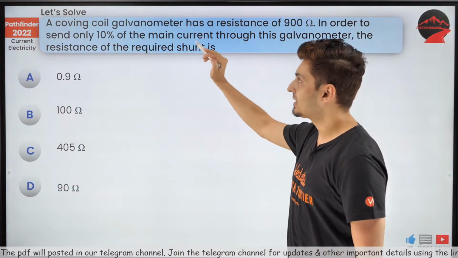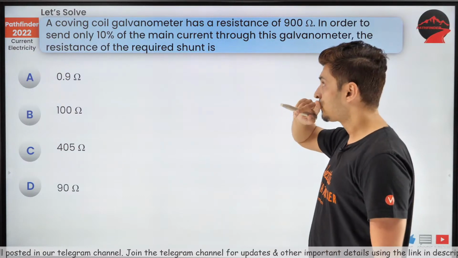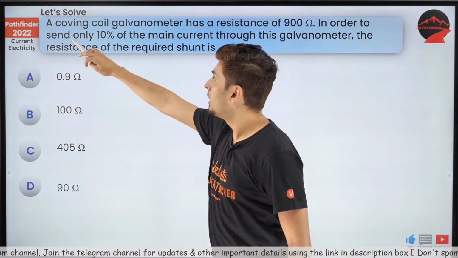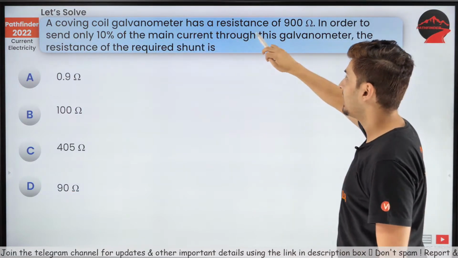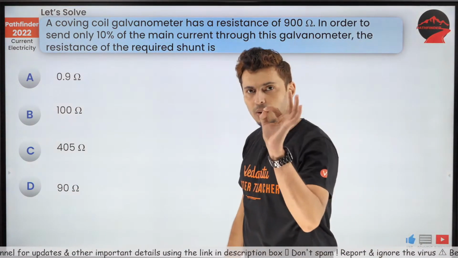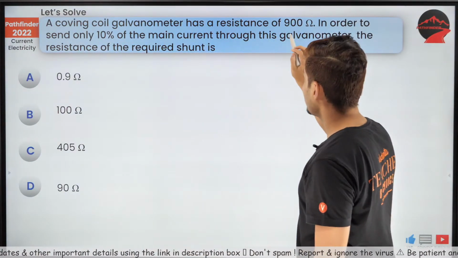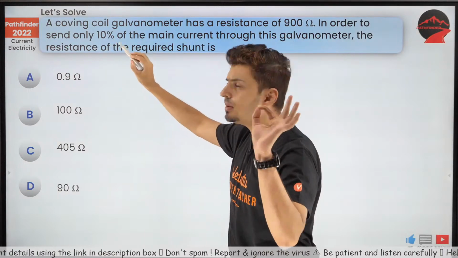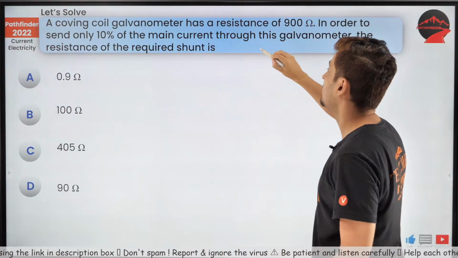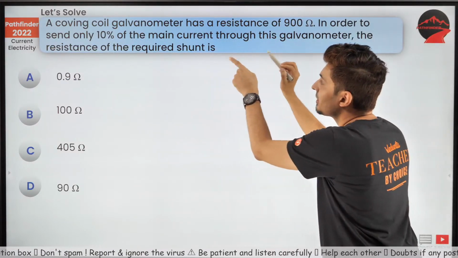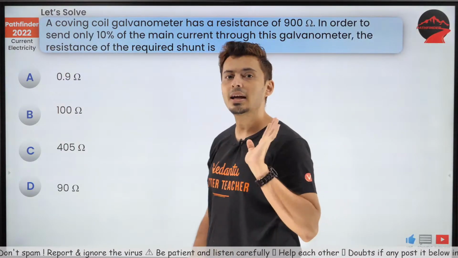Okay, so let's try doing this problem. This is supposed to be a moving coil, not a coving coil. A moving coil galvanometer has a resistance of 900 ohm. Let's try to analyze the problem. It has a resistance of 900 ohm. In order to send only 10% of the main current through the galvanometer, what is the resistance required in shunt? Let's try and analyze it.